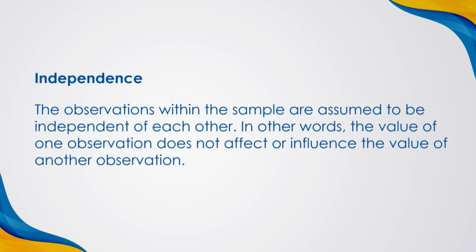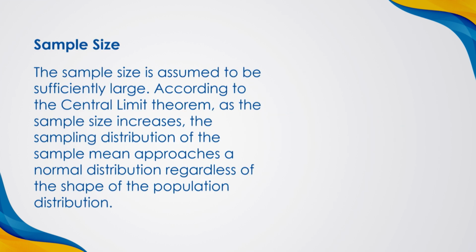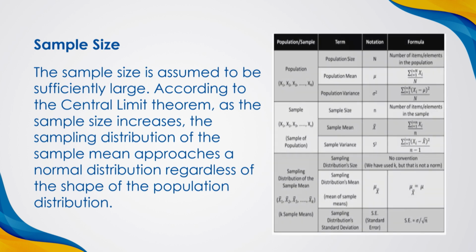Another assumption is independence. The observations within the sample are assumed to be independent of each other. In other words, the value of one observation does not affect or influence the value of other observations. Sample size. The sample size is assumed to be sufficiently large. According to the central limit theorem, as the sample size increases, the sampling distribution of the sample mean approaches a normal distribution regardless of the shape of the population distribution.